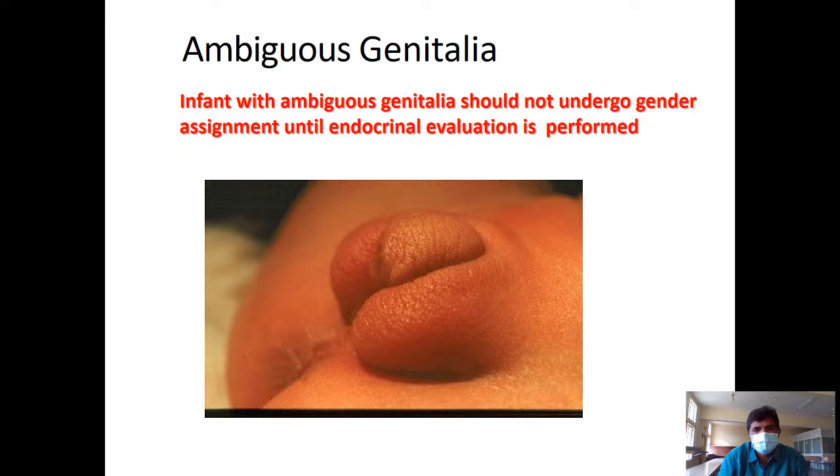You communicate to the mothers by pronouncing only "baby". Don't say whether male baby or female baby when you come across ambiguous genitalia, because with ambiguous genitalia you need further endocrinological evaluation to give a gender assignment for that particular baby. So when you come across ambiguous genitalia, the first thing is don't assign gender. Make sure that you do not reveal any gender to the parents.